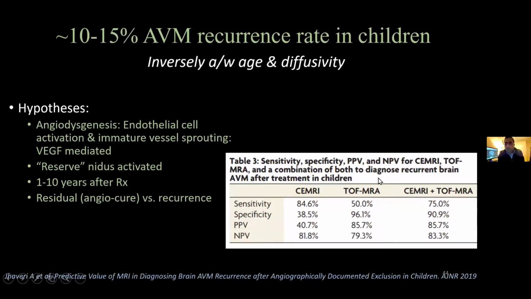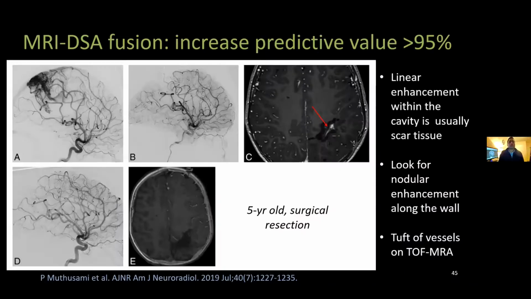And you can see that when we combine these two techniques, we get a very high positive and negative predictive value to diagnose recurrent AVM, but it's still under the 90% mark. So what we found actually was that the best way of increasing this predictive value to more than 95%, almost 99% actually, is to do this MRI DSA fusion.